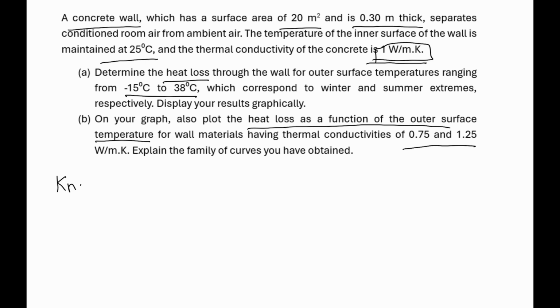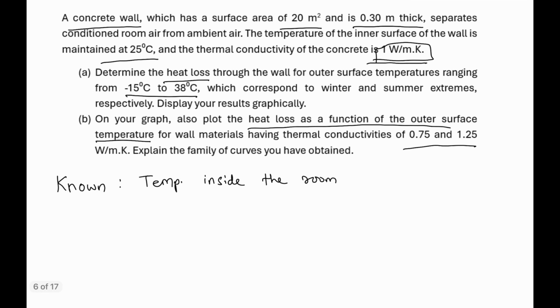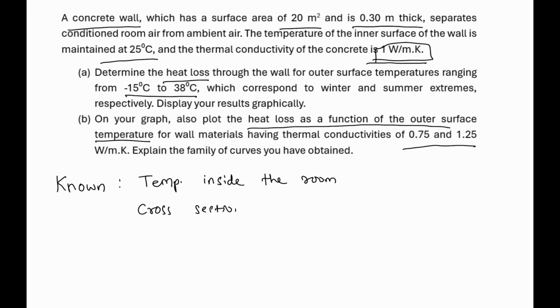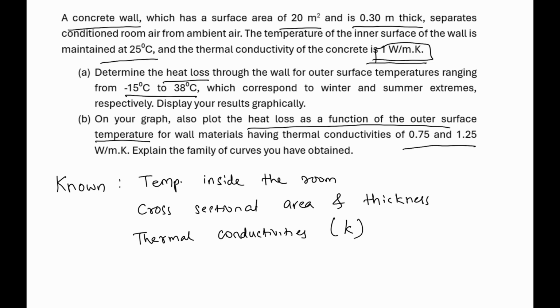So let us first write down what are the known factors in this problem. We know the temperature inside the room, we know the cross sectional area and thickness of the wall, and we know thermal conductivities. And we are going to find heat loss or heat rate Q for varying ranges of temperatures.